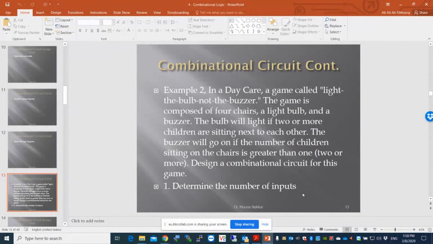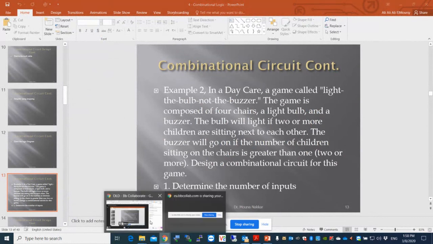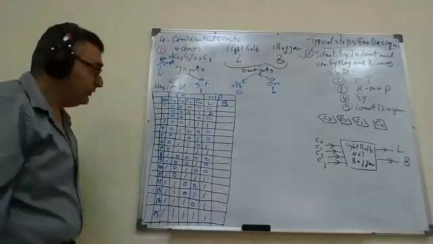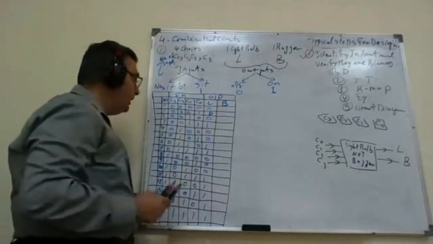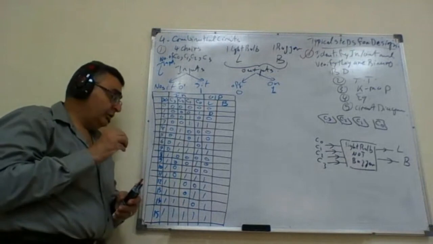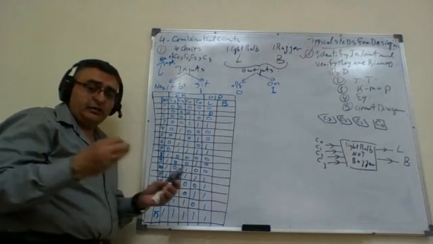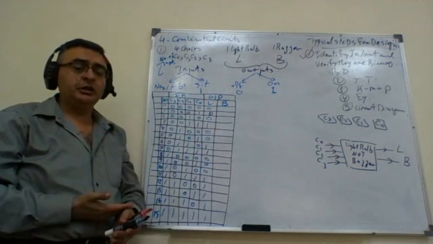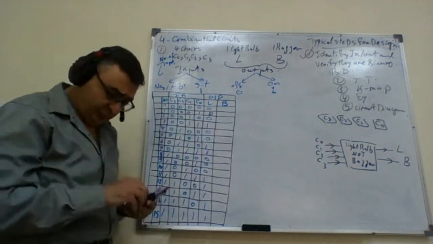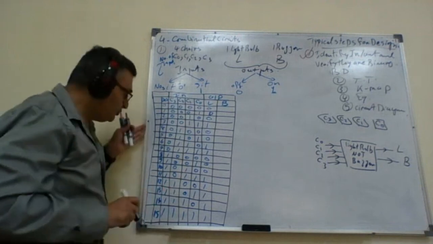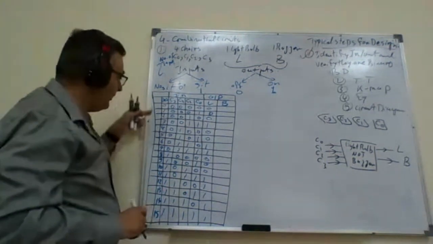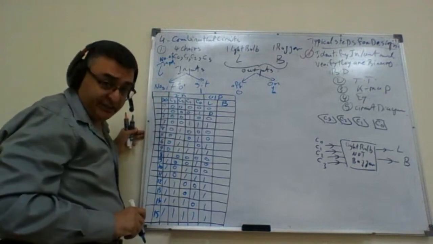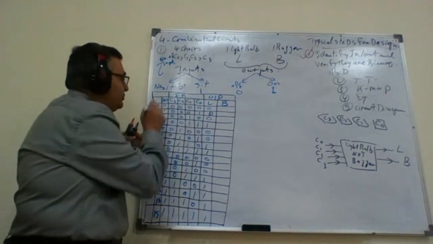So let's go back to our screen here to see how this will be done. Okay, so for the bulb, I am looking for the chairs themselves and how they are organized. For the buzzer, I am looking for the total number of students sitting on the chairs. To assist me, I have added this column to count the number of students sitting on the chairs in each case. In this case, 0 students sitting.